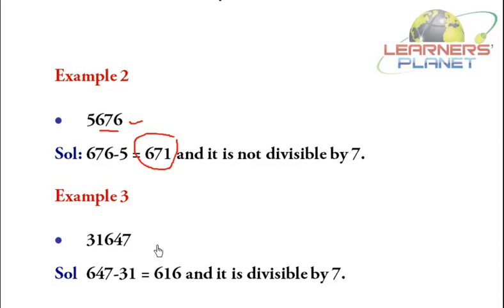In this case, 31647. It is 647 minus 31. So we are getting 616. So let's check for 616. 616 divided by 7. 7 8s are 56. Then we are left with 56. So 616 is divisible by 7. Hence the complete number 31647 will be divisible by 7.